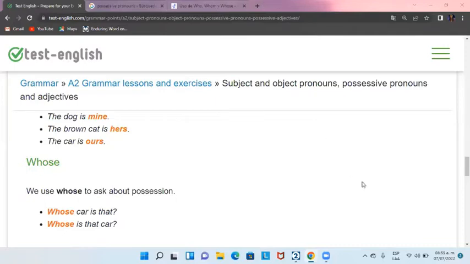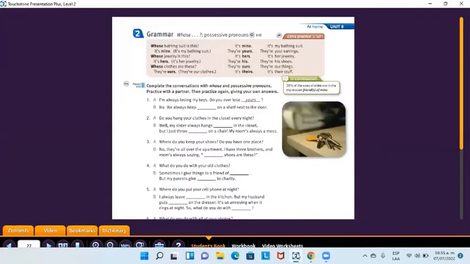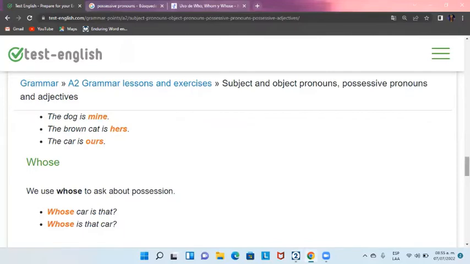Okay, can you see the screen? Girls? Yes. Yes, you have the website, right?